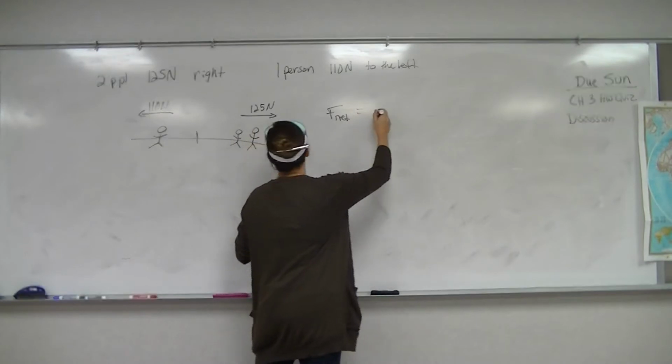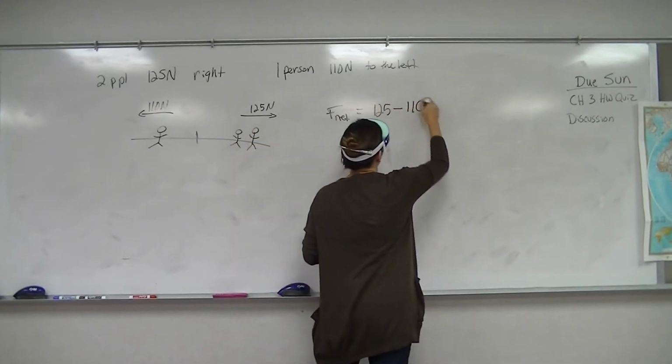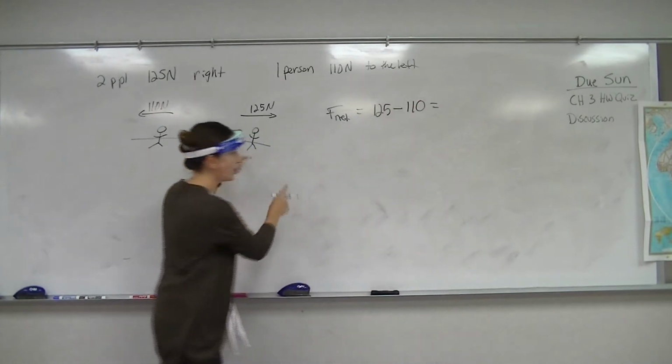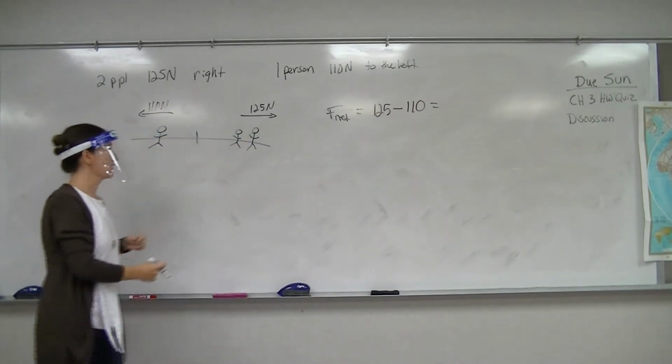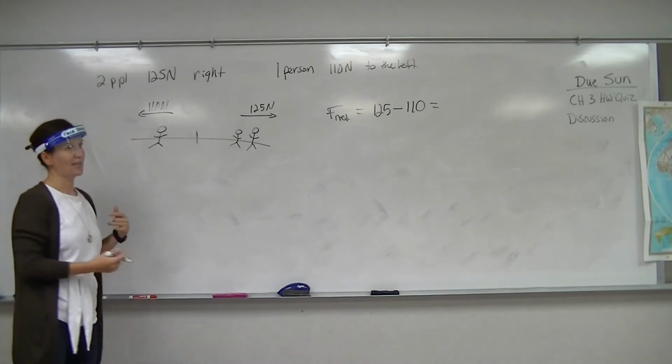So opposite directions, you're going to subtract. So you're going to take 125 minus 110. If they were going in the same direction, you would add those vectors. Because if you think of vectors, usually when we add them, we always add the arrows head to tail.